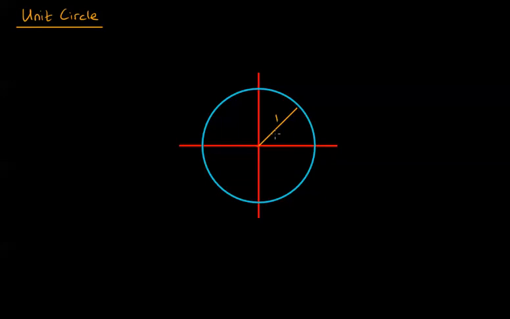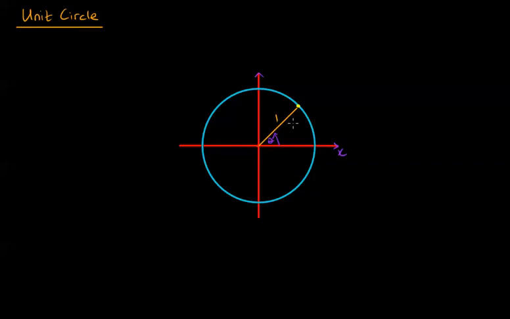Now, let's say I measure this angle theta, which is measured from the x-axis in an anti-clockwise direction. We always measure from the x-axis in an anti-clockwise direction. How could I work out this particular coordinate using this angle and this length 1 only?